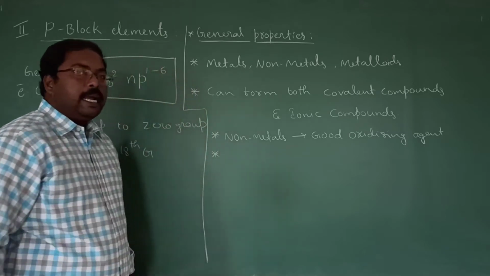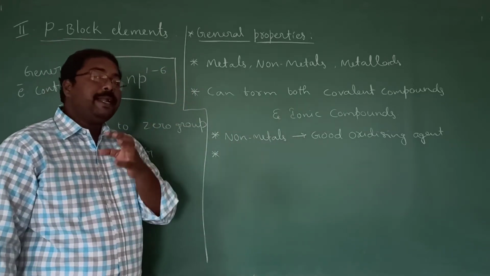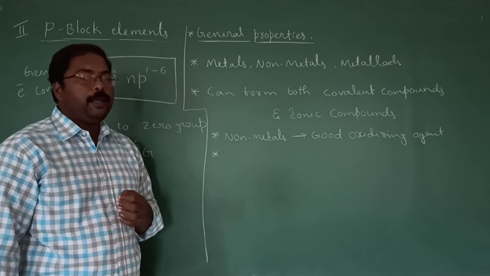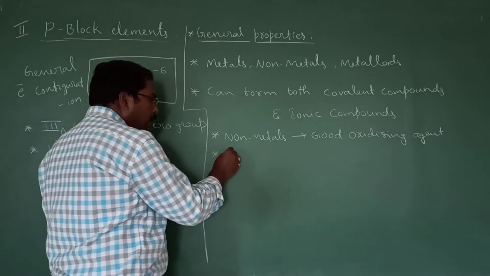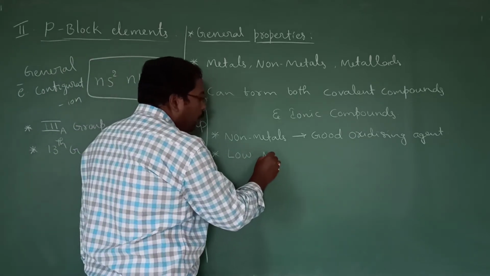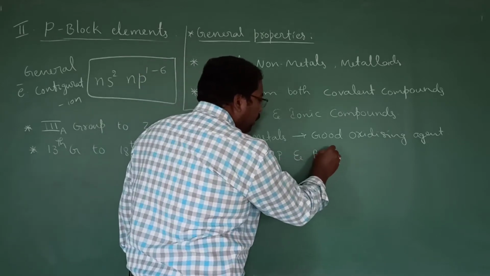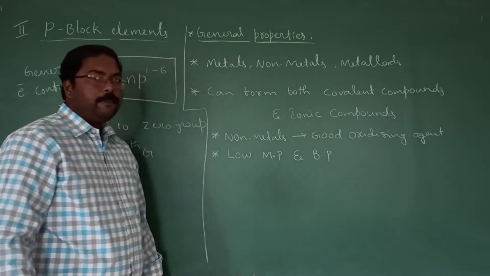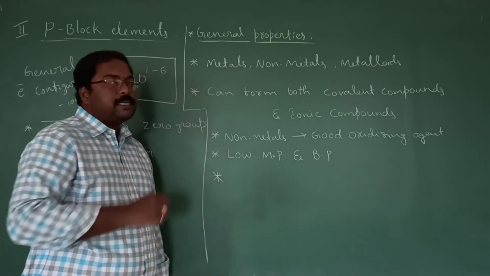Now, coming to the melting and boiling points. Generally, metals have high melting and boiling points. Non-metals have low melting and boiling points. So these elements have low melting points and boiling points.